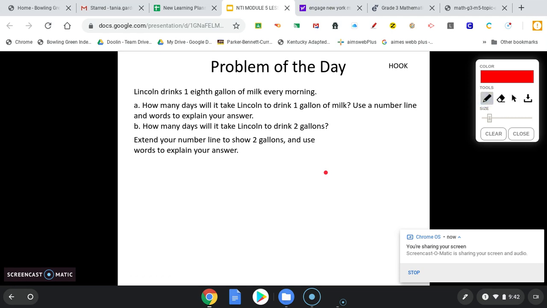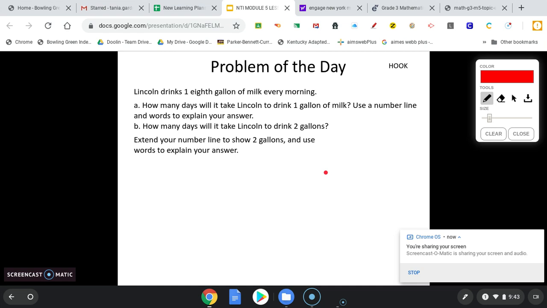Ready, read. Lincoln drinks 1/8 gallon of milk every morning. A, how many days will it take Lincoln to drink 1 gallon of milk? Use a number line and words to explain your answer. And B, how many days will it take Lincoln to drink 2 gallons? Extend your number line to show 2 gallons and use words to explain your answer.